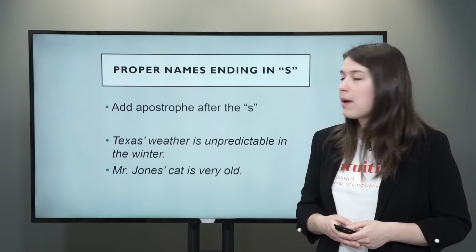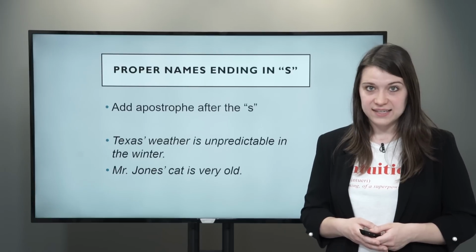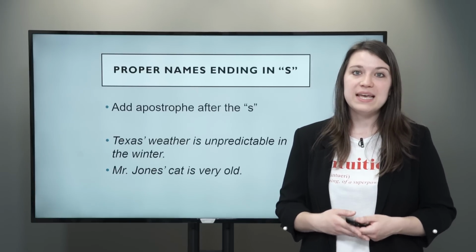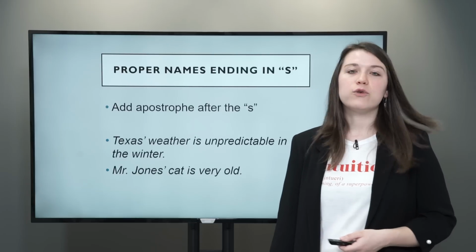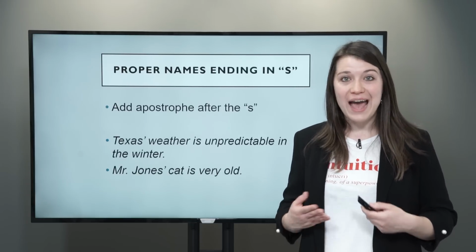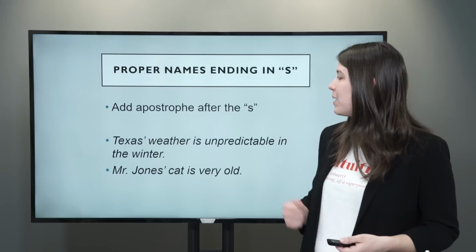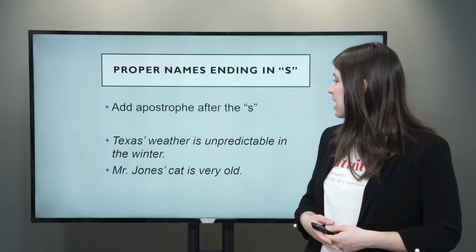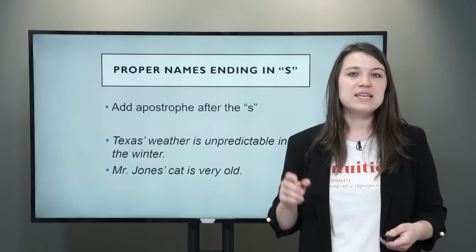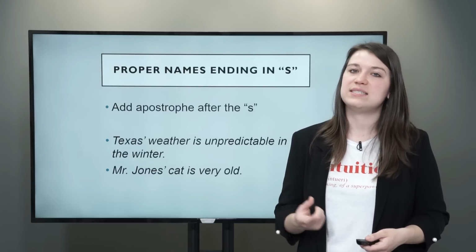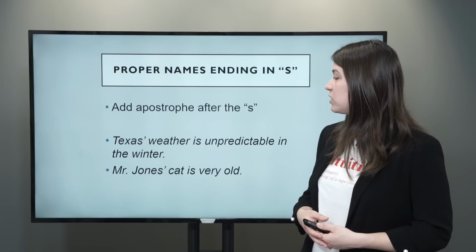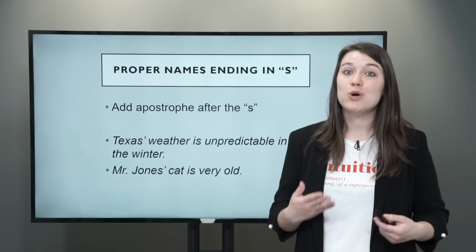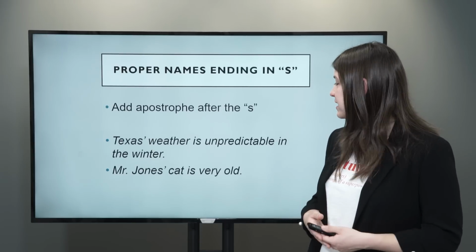Okay, let's talk about proper names ending in S. If we have a proper name ending in S, like Texas or Mr. Jones, for example, we add an apostrophe S. So Texas's weather is unpredictable in the winter. You'll see that the pronunciation sounds like an apostrophe S. The same with Mr. Jones. Mr. Jones's cat is very old.